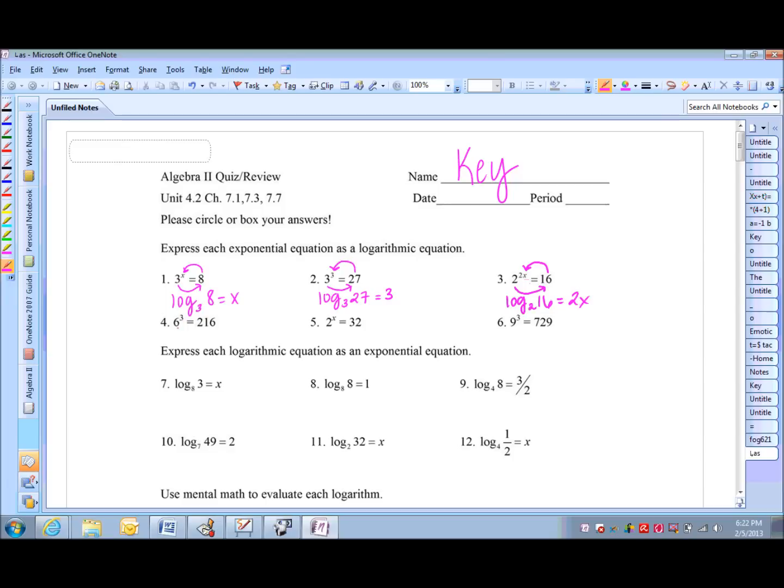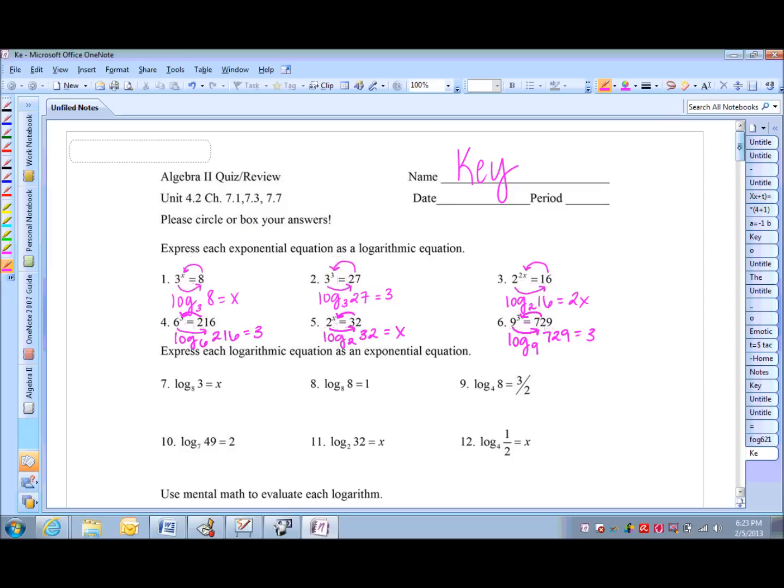In problem 4, we start off with the base of 6, pick up 216, and go from 216 to 3. So we write it as log base 6 of 216 equals 3. On problem 5, we start off with our base of 2, pick up the 32, and go from 32 to x. And we write our answer as log base 2 of 32 equals x. In question number 6, our base is 9. We pick up the 729, and then from the 729 we go back up to the 3. So we write it as log base 9 of 729 equals 3.